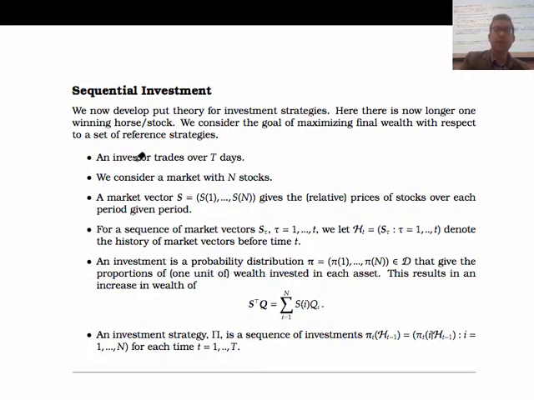So an investor is going to trade over T days, and we're going to consider a market that consists of N stocks, so no longer horses but now stocks. A market vector, boldface S, gives the relative increase or decrease in the price of the stocks over each period. So there's T days, and each day S_1 is going to give the relative increase in stock 1. So if it's 2, it's doubled. If it's 0.5, the stock price is halved. For a sequence of market vectors, we're going to let script H_T, not boldface capital T but script, denote the history of the market vectors, so all the market vectors up until time T, and including T.